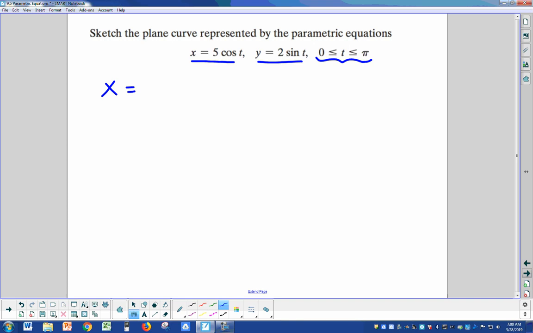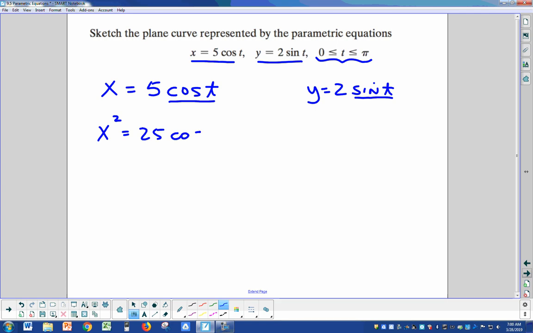X is equal to 5 cosine t, and I'm going to write over here y equals 2 sine t. All right, that's going to be fun. First thing I'm going to do is square both sides. And the reason I'm going to do that is because there's no relationship between cosine and sine that I can use here. But I do know that there's a relationship between sine squared and cosine squared. So x squared is equal to 25 cosine squared t. And then in the second one, y squared equals 4 sine squared t.